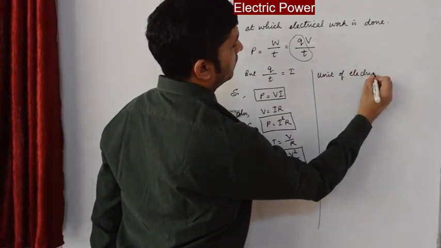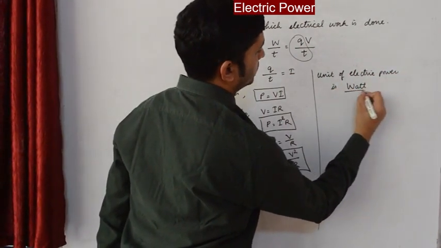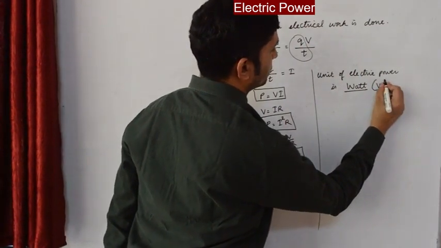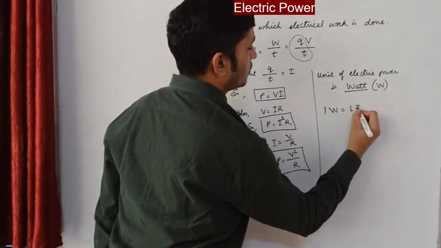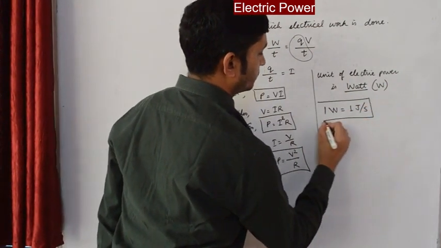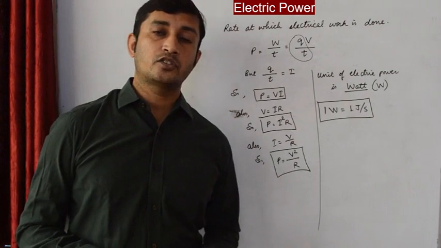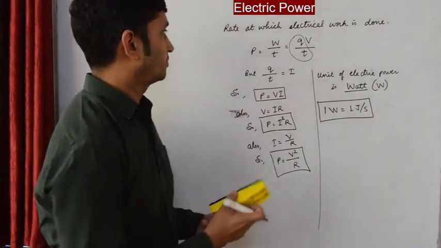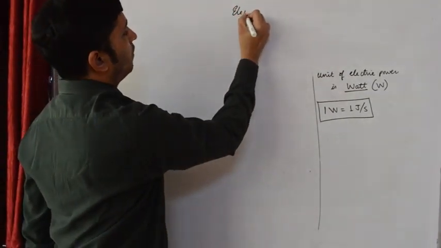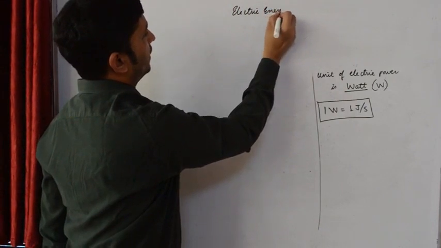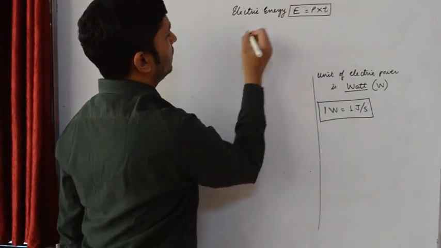Unit of electric power is watt. It is denoted by W. It can also be written as 1 watt is equal to 1 joule per second. Now, we also know that electrical energy is equal to the product of power into time. So we can write here electrical energy E is equal to power into time. So we will have unit of energy here.